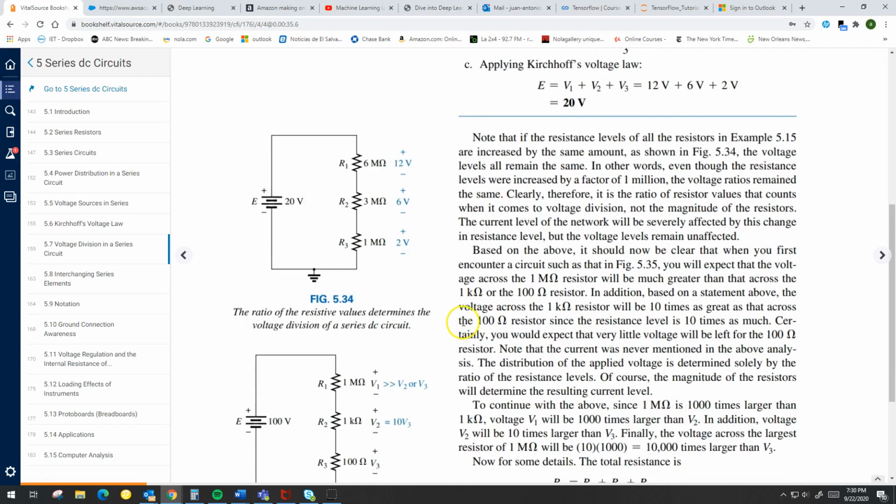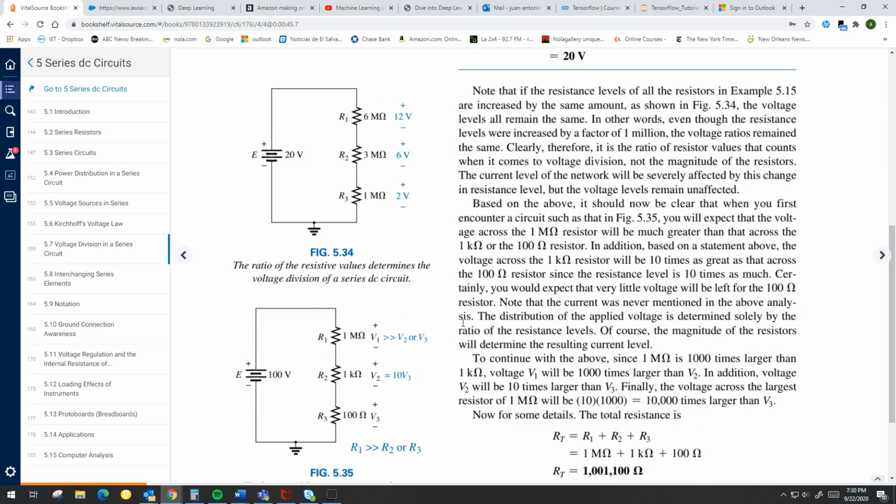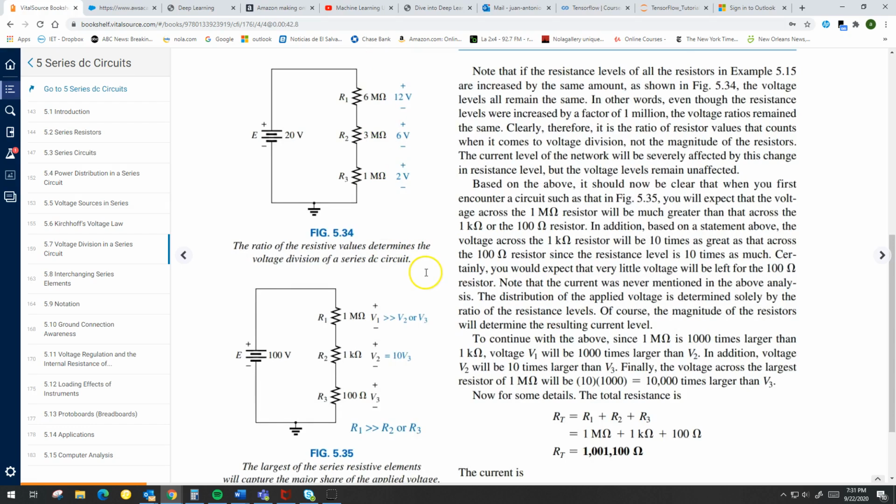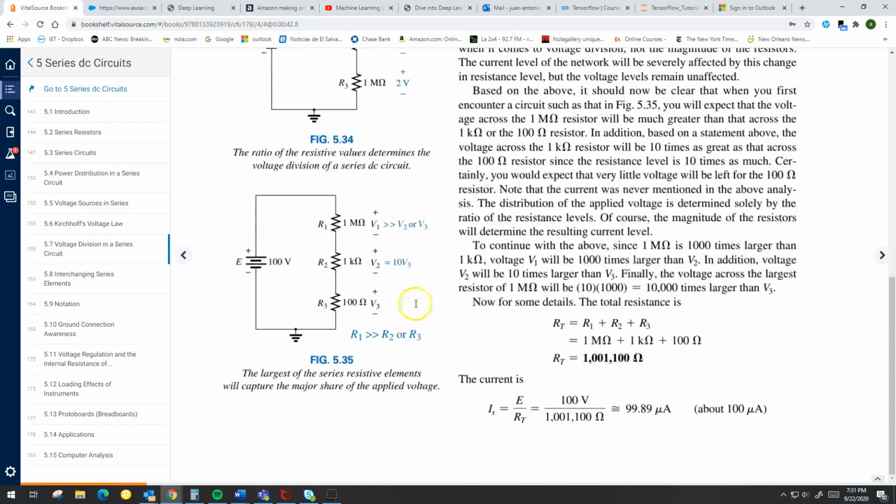So one thing that is clear is that, as we mentioned at the beginning, the ratio of the resistive values determine the voltage division in the series circuit. And the greater the resistance, the more voltage you're going to see across it. And you can see this in this example. The greater the resistance, the more voltage you have. The smaller the resistance, the least voltage you have. But again, the current remains the same. The idea is that the current remains the same, but the impact is that the largest of the series elements will have the most voltage applied to it.